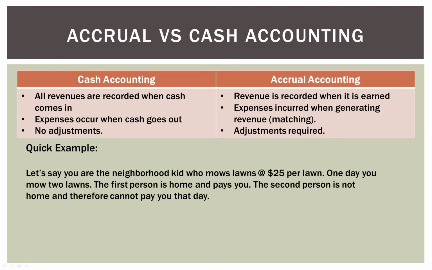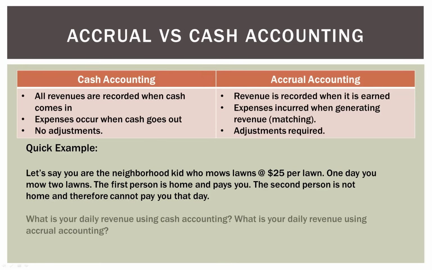So here's a very quick example, and this is actually from my personal experience. Let's say you are the neighborhood kid who mows lawns at $25 per lawn. One day you mow 2 lawns. The first person is home, and of course they pay you $25. But the second person is not home, and therefore they cannot pay you that day. They're going to have to pay you sometime another day.